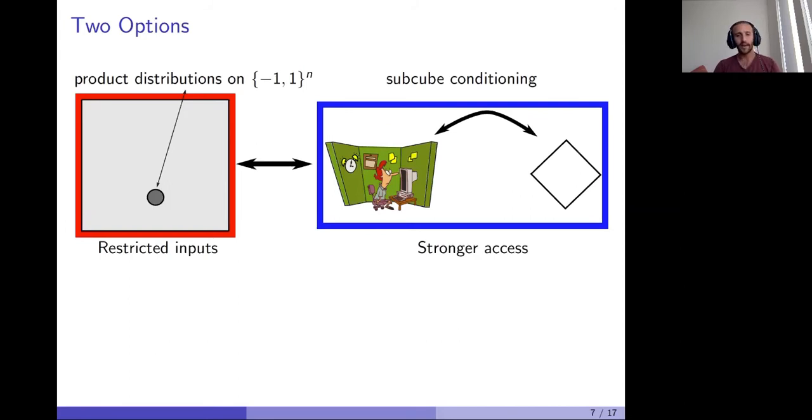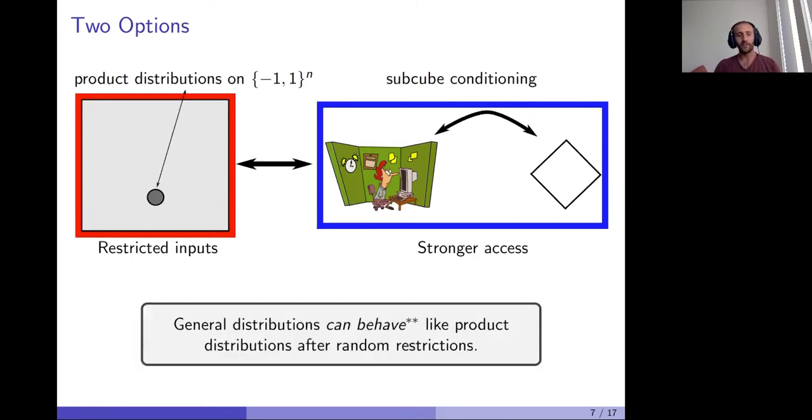At a high level, the meta result that I want you to take away from this work is that general distributions can behave like product distributions after taking a random restriction. And I'll go into more specifics about what exactly I mean. I only mean that general distributions behave in a very specific way like product distributions, but I'll mention that this is very much still an open line of work, and I'll mention a lot of open problems in trying to solidify this connection between sample complexity of product distributions and the subcube conditioning complexity of general distributions.